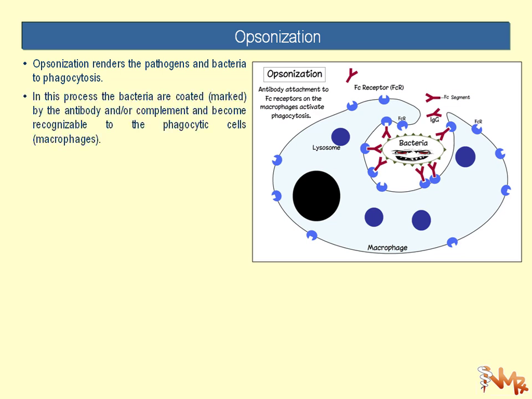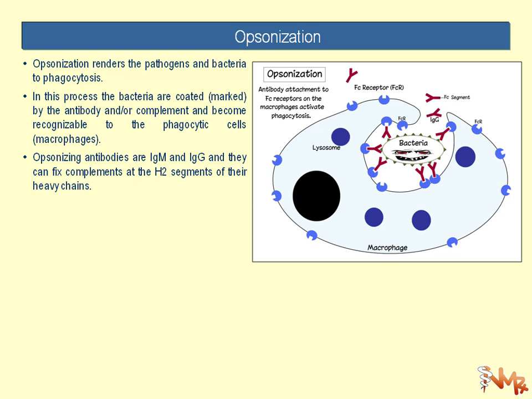In this process, the bacteria are coated or marked by the antibody and/or complement and become recognizable to the phagocytic cells or macrophages. In this diagram, I'm showing only direct opsonization, and so essentially, complements are not involved in direct opsonization. But later, I'm going to show the diagram for indirect opsonization for you. Now, opsonizing antibodies are IgM and IgG, and they can fix complements at the CH2 segment of their heavy chains. Remember, earlier I said that the CH2 segment of the heavy chain has sites for attachment of the complements. The most potent opsonizing antibody is IgG, in particular IgG1 and IgG3.